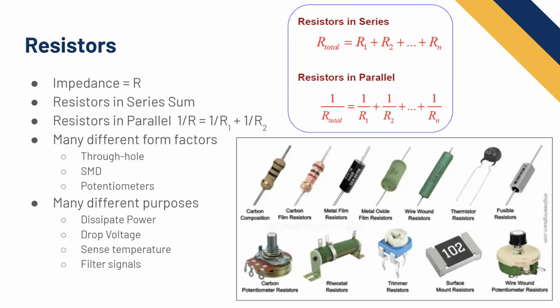Mostly resistors can dissipate power or drop a voltage across them. And then others of them have special purposes, like they can sense temperature. When you have a thermistor, that's a resistor that's changing its resistance based on the temperature it's existing in. We can also use them to filter signals, which we'll be going through in a couple of slides.